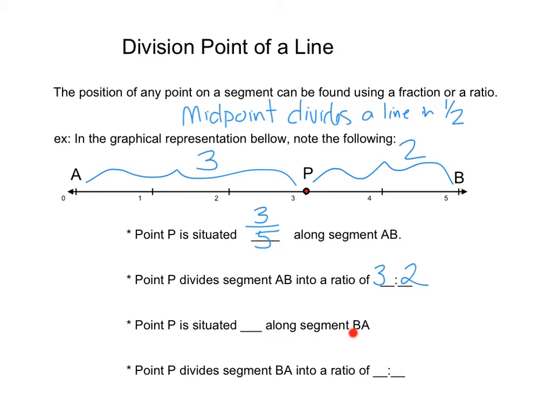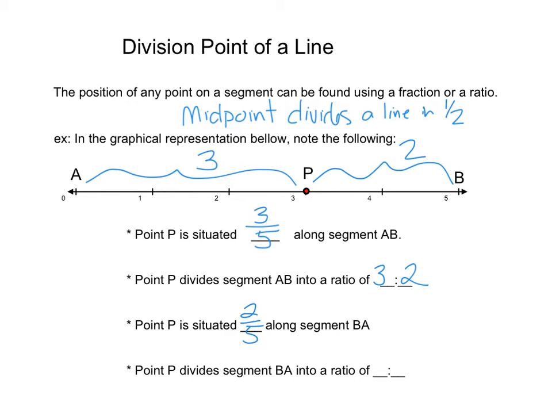Now the next statement, point P is situated what fraction along segment BA? Now the difference is, instead of starting at A like we did in the first point, now we're starting from B. So from B to A. What is the fraction that P divides the line into? Well, now since we're starting from B, this is the part, and this is still the whole. So point P is situated 2 out of 5 along segment BA. So it's situated 2/5 along segment BA.